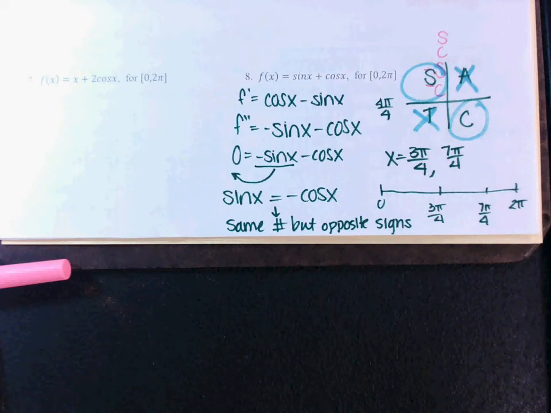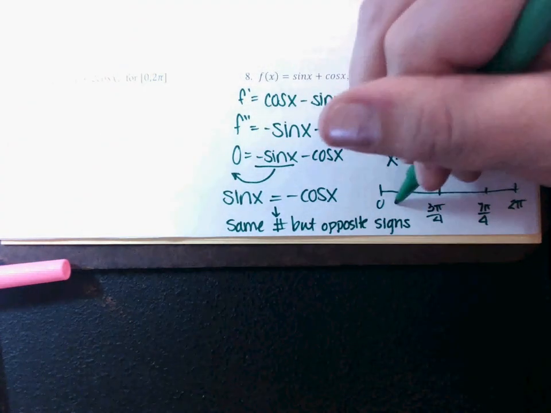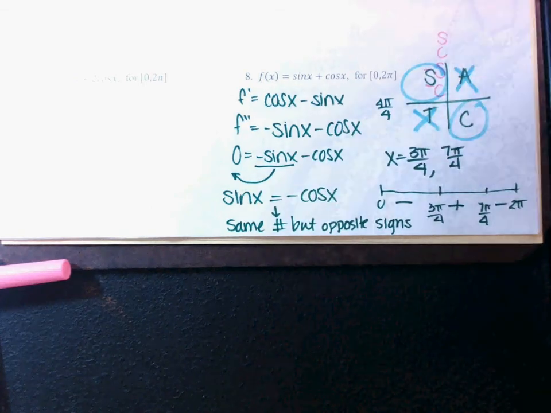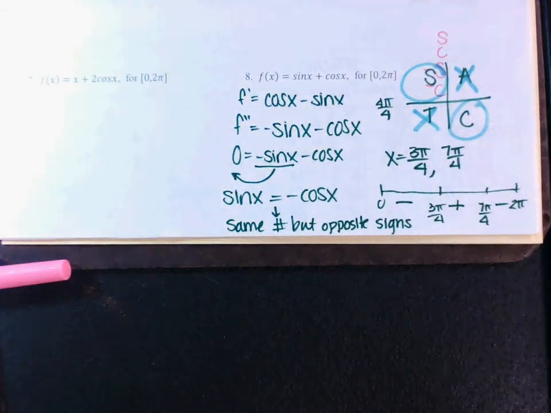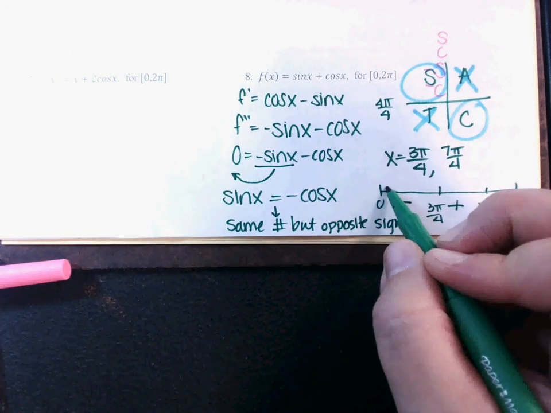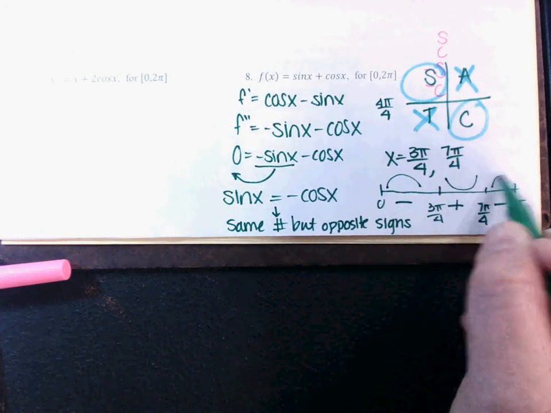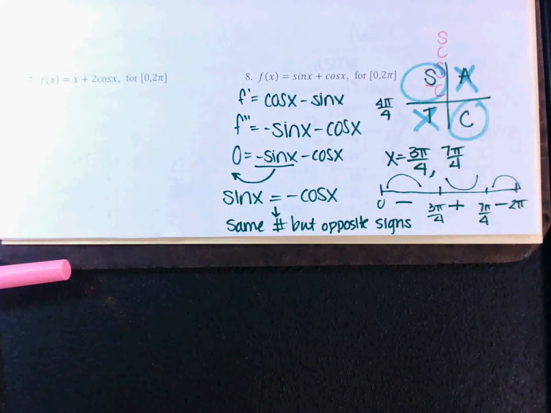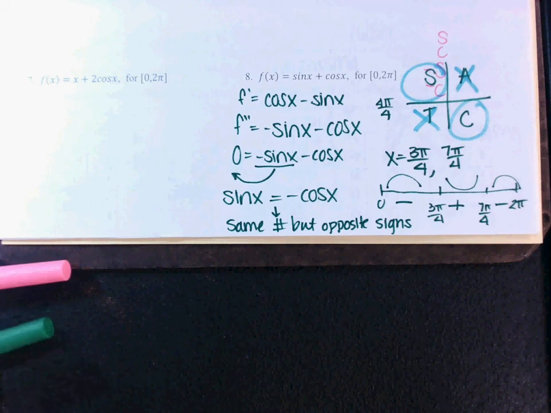And then over here, when I get to 2 pi, well, 2 pi and 0 are the exact same angle. So if this side came out negative, what's the 2 pi side going to come out to be? Negative as well. So your graph goes from negative to positive to negative. Remember, those are the signs of f double prime, so what does that tell us about f? Concave down, up, down. So if you were identifying your points of inflection, they would be at 3 pi over 4 and 7 pi over 4. Okay? That one was hard.